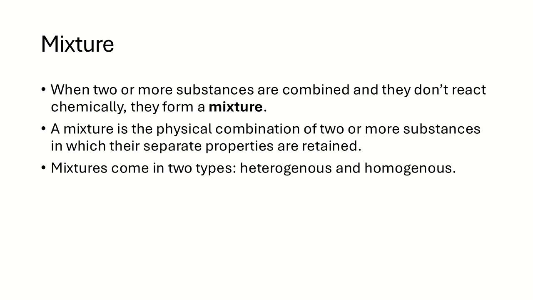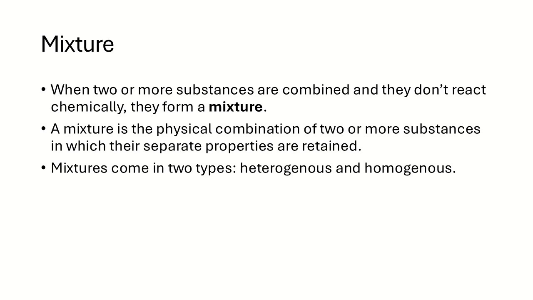Mixture, this is a combination of different substances. So when two or more substances are combined and they don't react chemically, in other words, they don't form a new substance, they form a mixture. A mixture is a physical combination of two or more substances in which their separate properties are retained. Mixtures come in two types, heterogeneous and homogeneous. Mixtures are what we most commonly see in the world. That's what most things are made of ultimately.